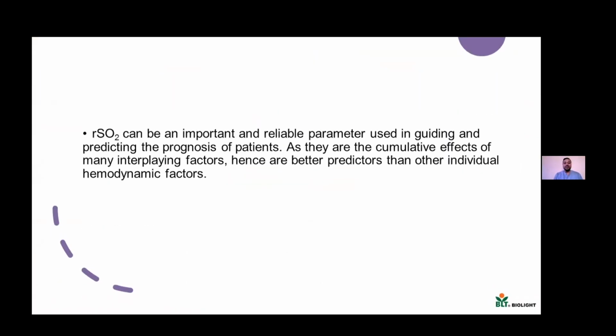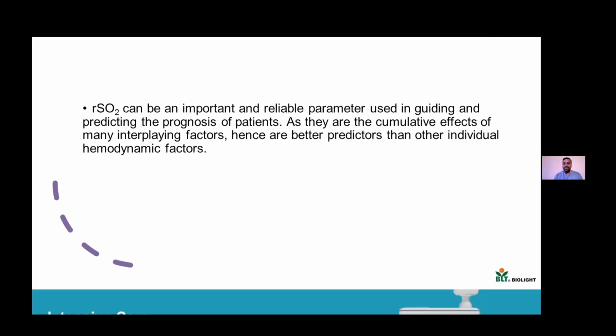Regional oxygen saturation can be an important and reliable parameter in guiding and predicting the prognosis of a patient, as it is the cumulative effect of many interplaying factors, and hence is a better predictor than any individual hemodynamic factor. This measurement gives us a better idea of the present scenario of critical patients.